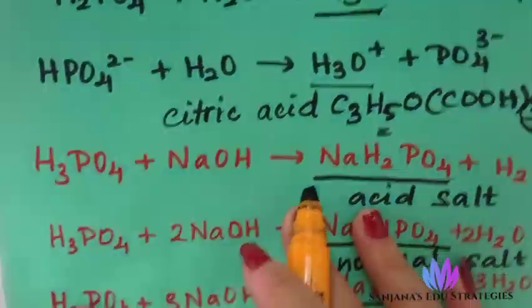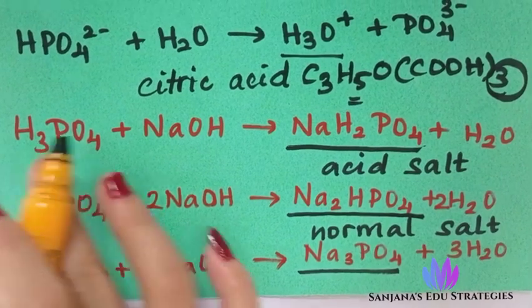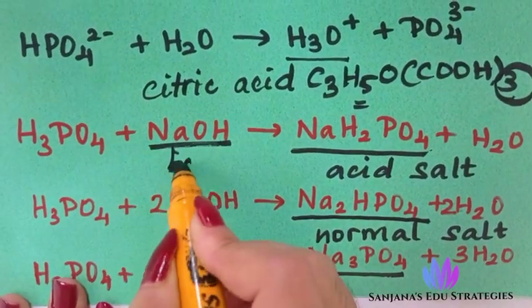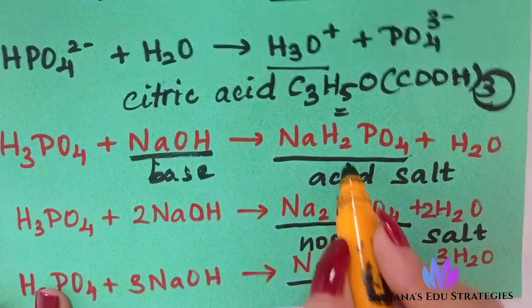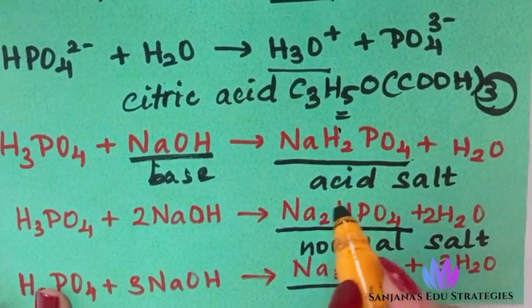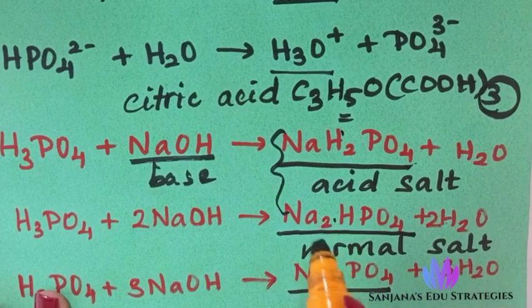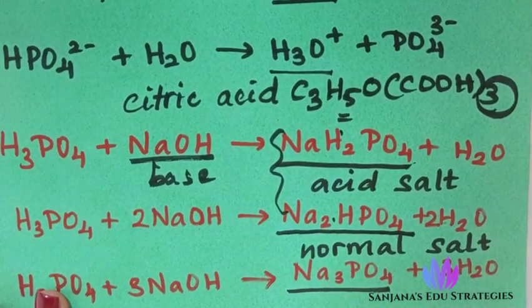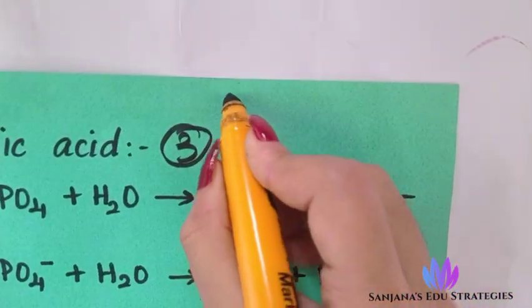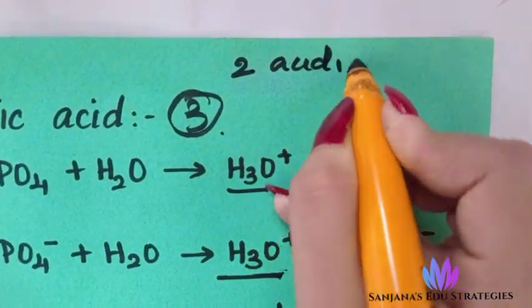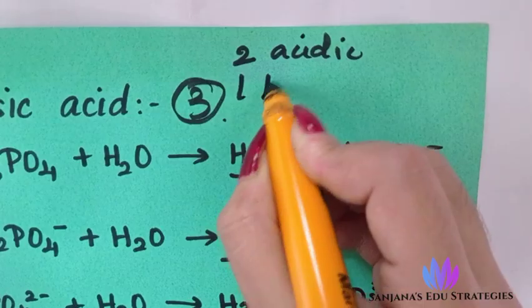Now phosphoric acid, if we add a tribasic acid to a base, it forms 2 acidic salts and 1 normal salt. From its name you can take tribasic, which means 3. So it forms 2 acidic salts and 1 normal salt.